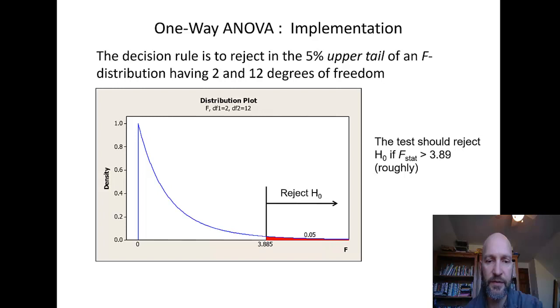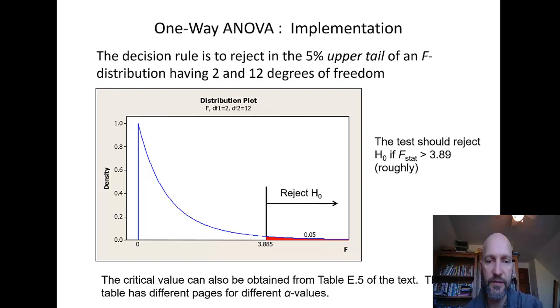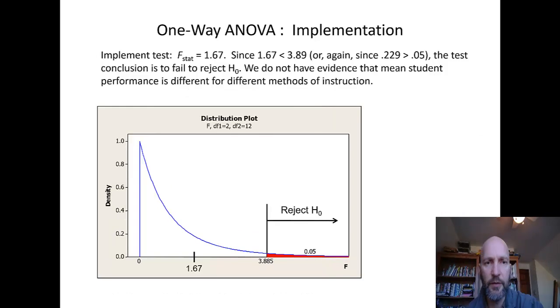You can also get this critical value by looking at table E5 in the textbook, and this is going to be a multi-page table with different pages for different values of alpha, and that's because there's 2 different degrees of freedom, and you'll just have to check that out to see how it works. But notice here that the F distribution doesn't look anything like a normal distribution or a T distribution. It's very heavily positively skewed.